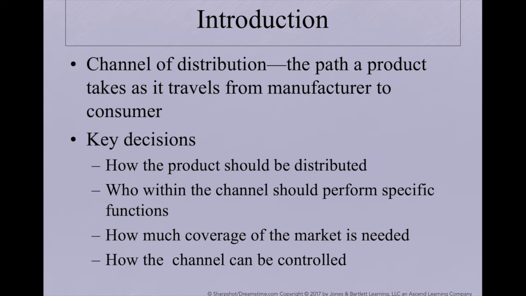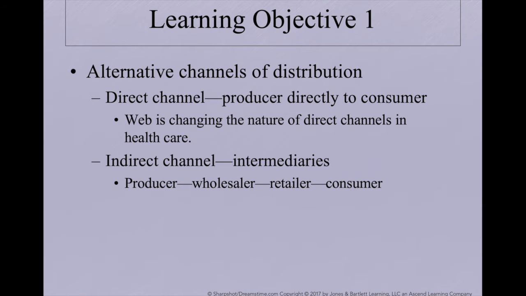Channel distribution is the path a product takes as it travels from manufacturer to consumer. Key decisions: how the product should be distributed, which is the place component of the marketing mix; who within the channel should perform specific functions; how much coverage of the market is needed; and how the channel can be controlled by the provider of the service. Alternative channels of distribution: a direct channel is one in which no one stands between the producer of the product and the ultimate consumer. An indirect channel may have several intermediaries between the producer and the ultimate consumer.